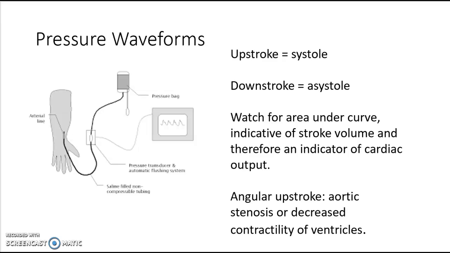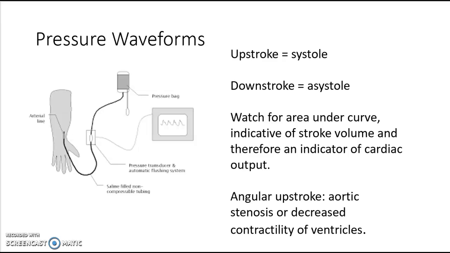Anyway, let's look at the pressure waveform, and we can see a lot of clues. For example, the upstroke of the waveform indicates systole. If it's angular, which means more horizontal and less vertical, that means the patient has aortic stenosis. If the patient doesn't have aortic stenosis and the upstroke is angled, then that indicates the ventricles have decreased contractility.